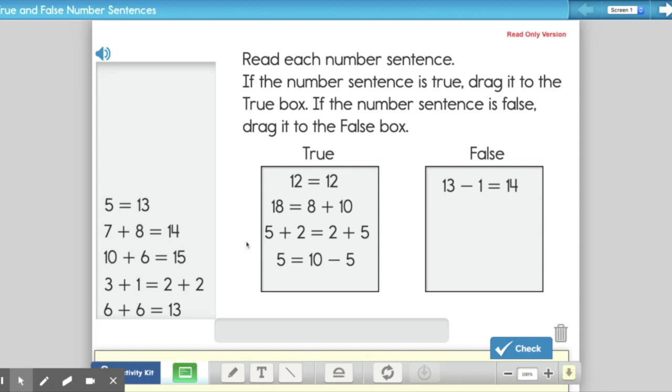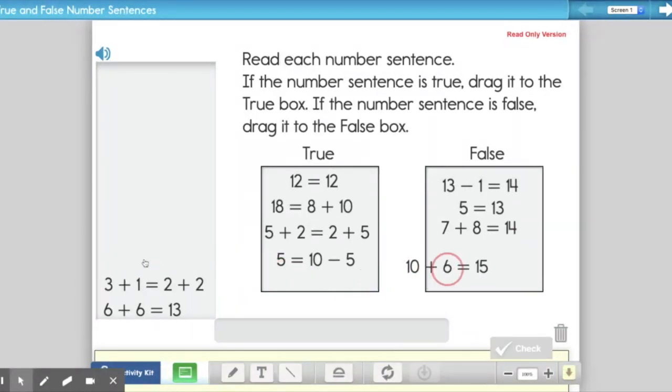Okay, now it's time to check our answers. Is 5 equal to 13? I believe that's false. 7 plus 8 equals 14. 7 plus 8 is 15. That does not equal 14. 10 plus 6 equals 15. 10 plus 6 is 16. That does not equal 15.